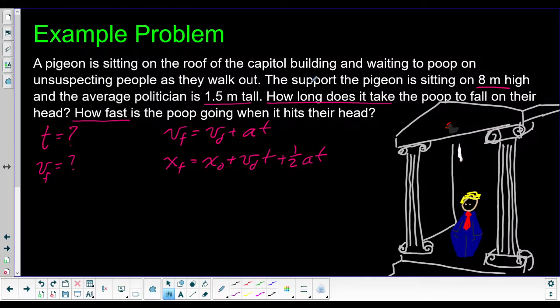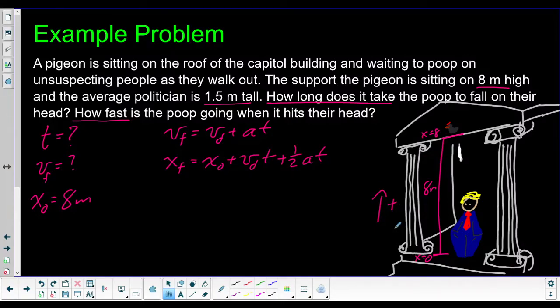Okay, so it says a pigeon is on the roof of the Capitol building waiting to poop, blah, blah, blah. The support the pigeon is sitting on is 8 meters high. So the height of this pigeon to the ground, this is 8 meters. That looks like where the poop would start, assuming poop comes out of pigeons. So we're going to say our initial position is 8 meters. By doing this, we're saying that the ground is x equals 0, and this is x equals 8, and we'll say that up is the positive direction.